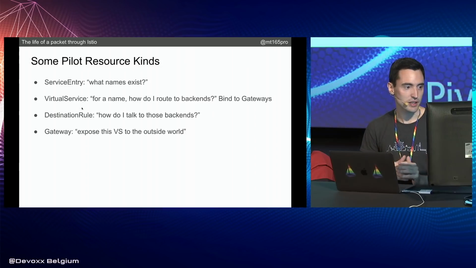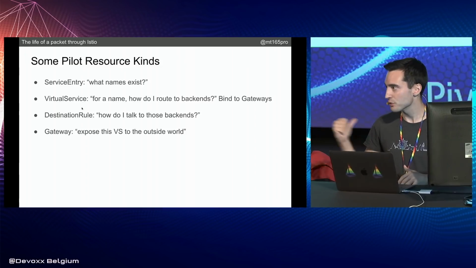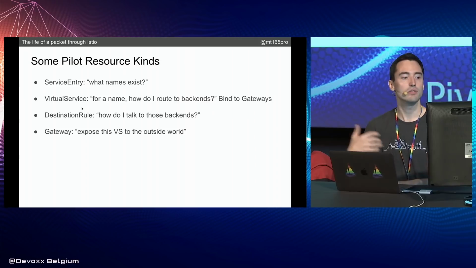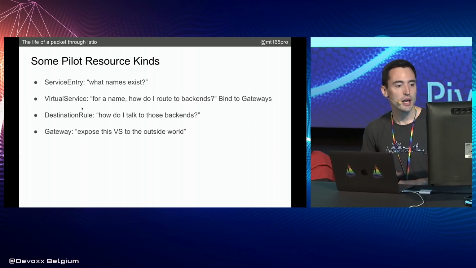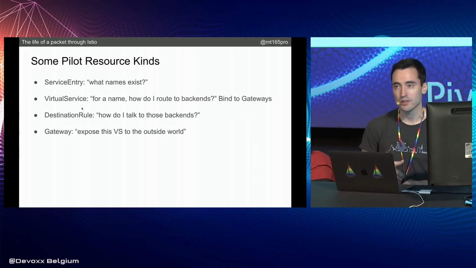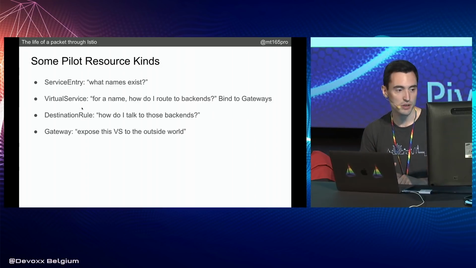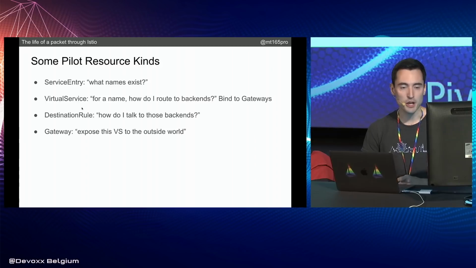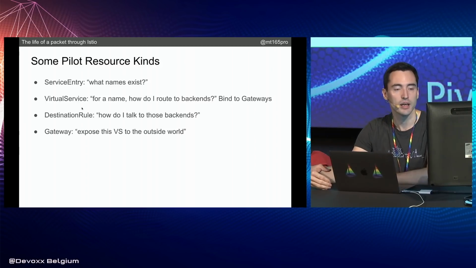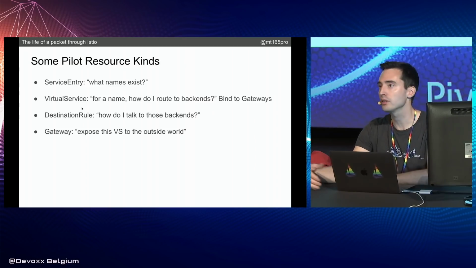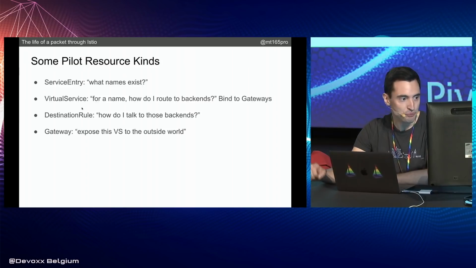Virtual service is kind of the next. So if service entry is the sort of Nginx server block, virtual service is location. So that's the thing that says, right, given a particular name, I'm looking for foo, service B, how do I route to backends? That's where the virtual service is where you say, well, let's have a look at the path, right? If you're going to /v1, go here. If you're going to /v2, go there.